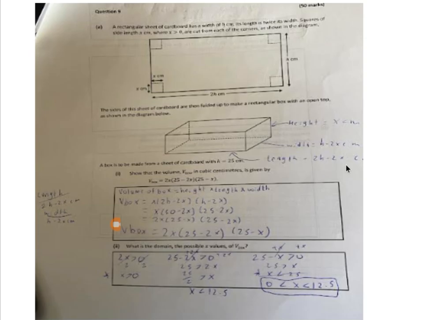Now a box is to be made from a sheet of cardboard with h equal to 25 centimeters. We are then told to show that the volume of the box in cubic centimeters is given by V of x equals 2x by 25 minus 2x by 25 minus x in the brackets down here. The volume of the rectangular box can be found by multiplying the height by the length by the width. To find the volume, firstly we have to find the different measurements: the height, the length, and the width.